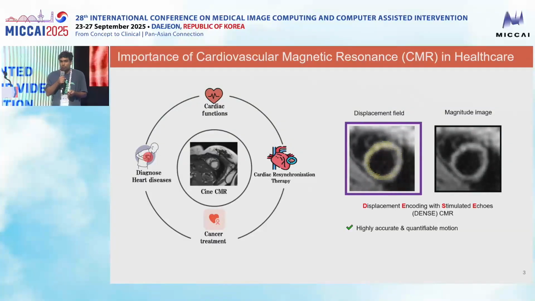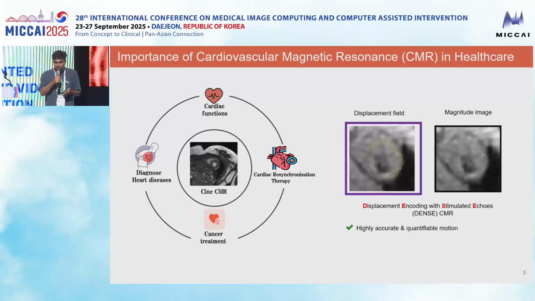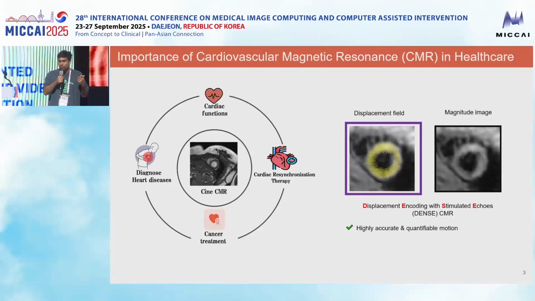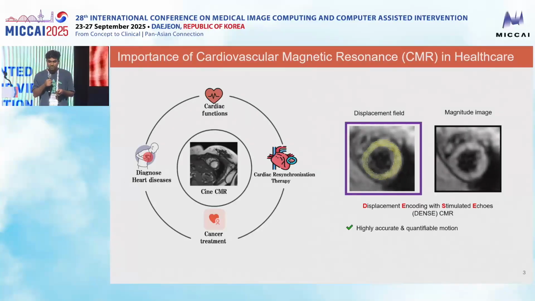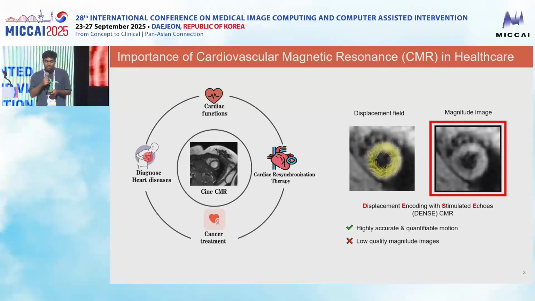However, there is a more advanced CMR technique that is called displacement encoded stimulated echoes, or DENSE CMR. As you can see, DENSE CMR provides accurate tissue movement because it directly encodes the motion information into the MRI process. But this comes with a cost of lowering image quality. As you can see from the magnitude images, it has very bad quality of texture information.